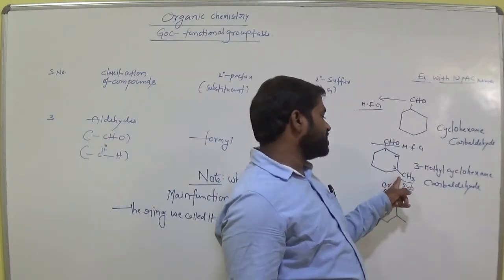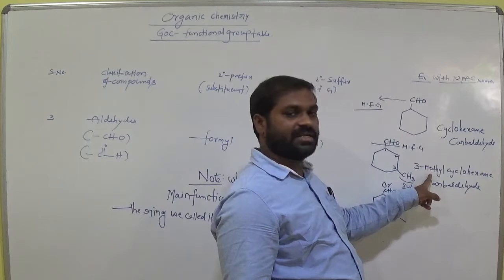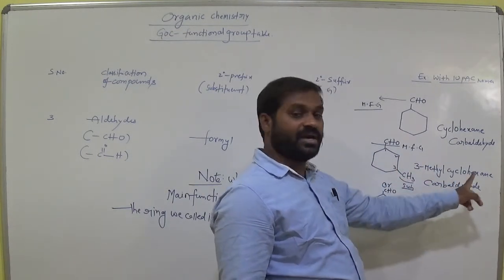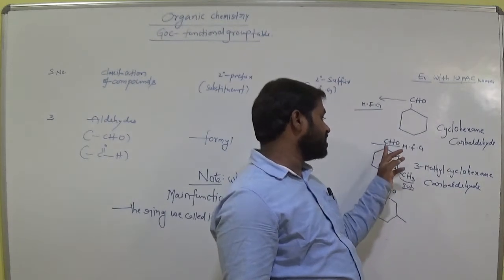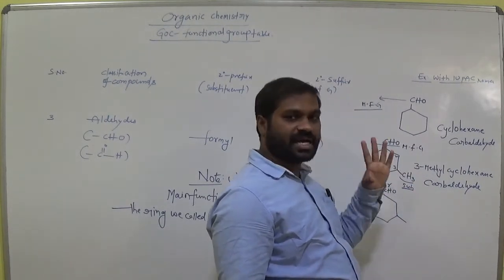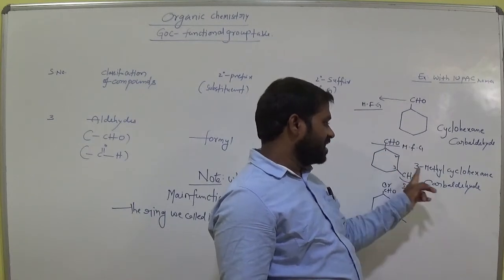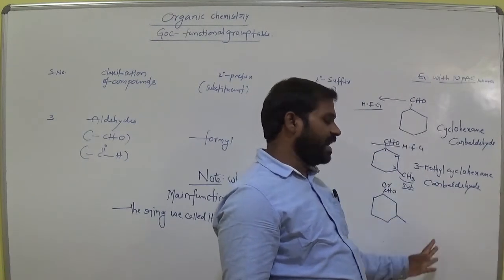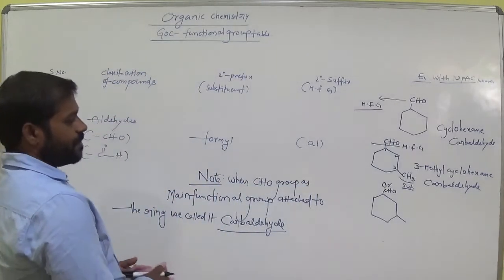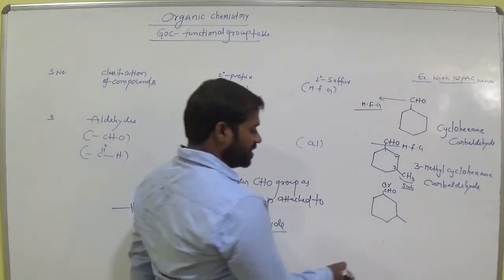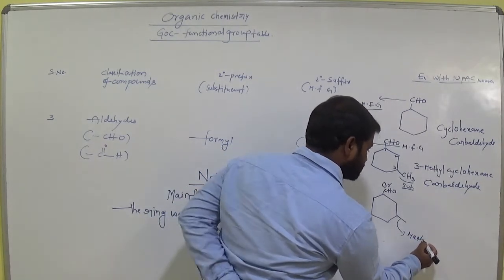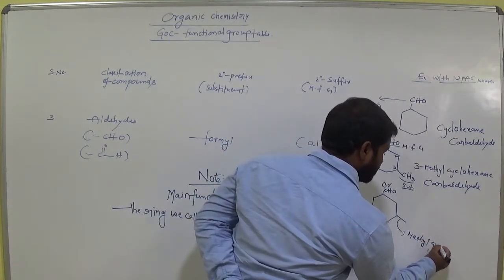The substituent is the methyl group, so write it here. Then is it cyclic or not? Cyclic, so cyclohex, and all are single bonds, so ane. Why is it cyclohexane? The main chain consists of only 6 carbons, 6 corners here, and each corner consists of one carbon atom. Remember this: 3-methyl cyclohexane carbaldehyde. CHO is directly attached to the ring. Okay, clear? So this means methyl group, remember this.